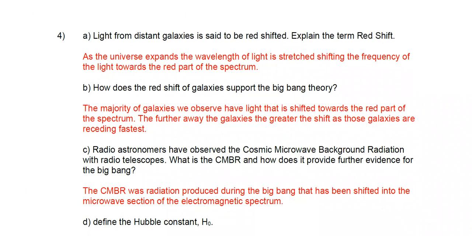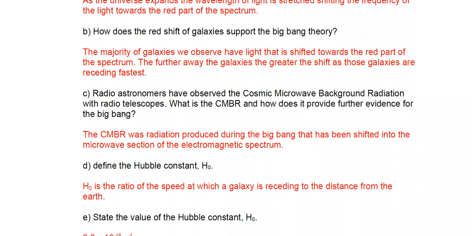Number 4, light from distant galaxies is said to be redshifted. What does that mean, to be redshifted? Well, as the universe expands, the wavelength of the light is stretched, shifting the frequency of the light towards the red part of the spectrum. How does the redshift of galaxies support the Big Bang Theory? Well, the majority of galaxies that we observe have light that is shifted towards the red part of the spectrum. The further away the galaxies, the greater the shift, as those galaxies are receding fastest.